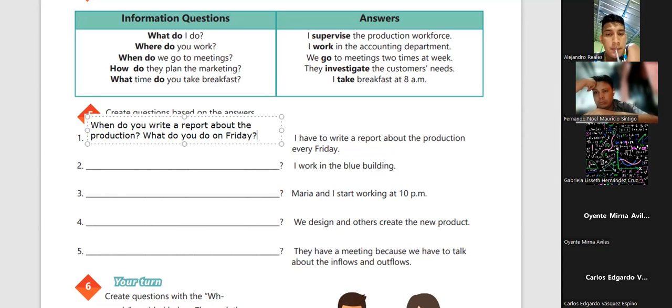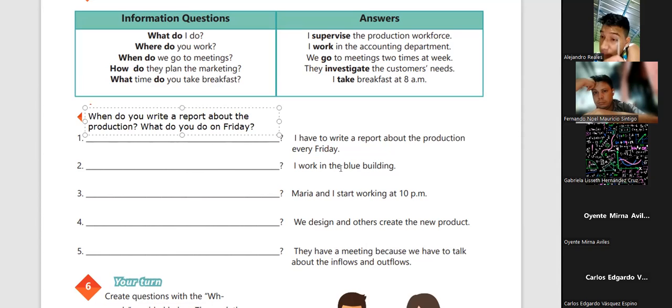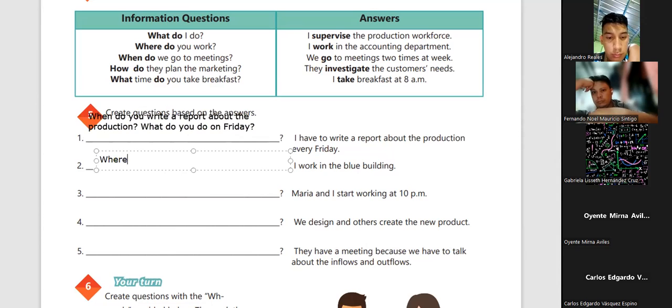Puede ser cualquiera de las dos y nos combina muy bien, ¿verdad? ¿Cuál le dejamos? Bueno, dejemos esas dos ahorita ahí. Vamos. Number two. I work in the blue building. Where do you work? Exactly. Very good. Where do you work? Okay. There we are.